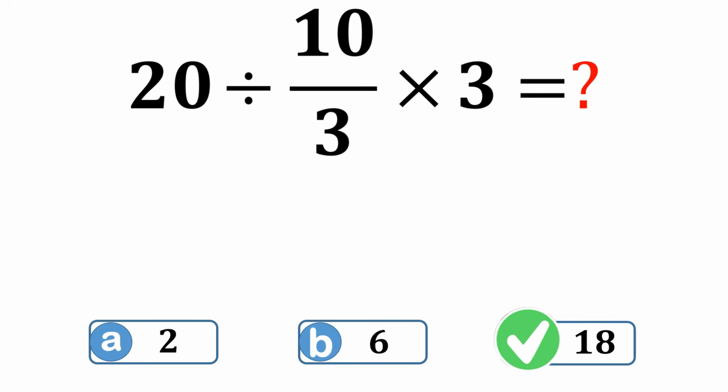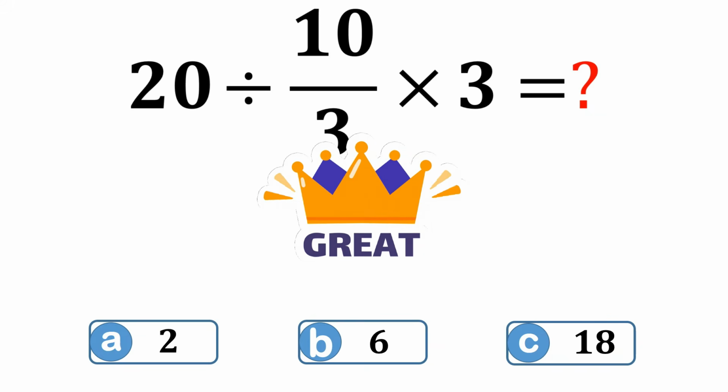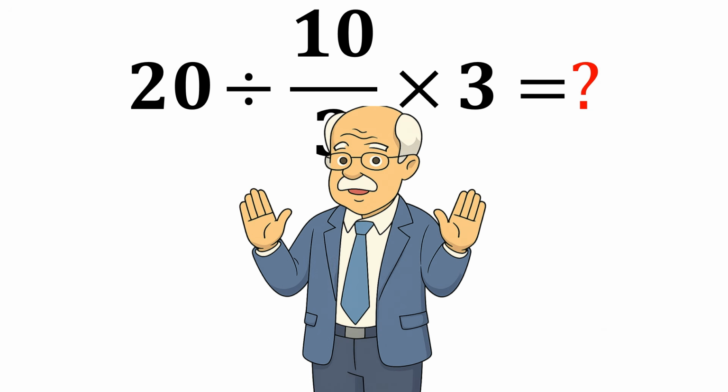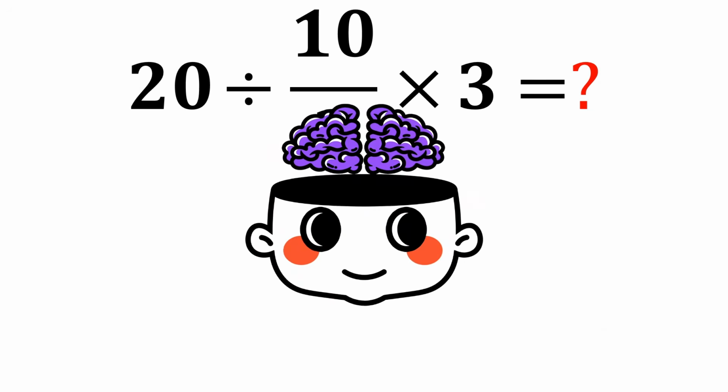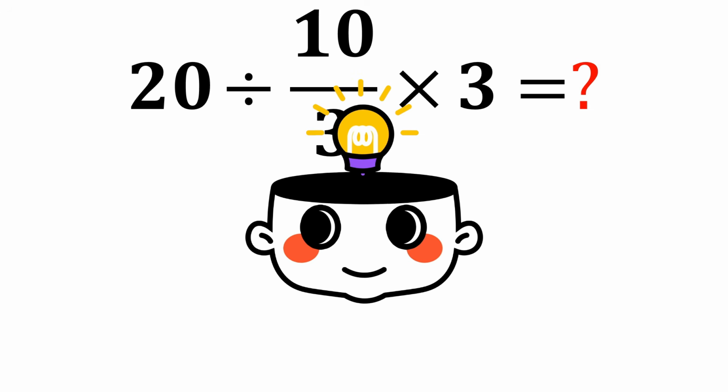The correct answer is 18. If you got that, legendary. But if you got 2, don't panic. You're definitely not alone. Even math-savvy people fall into this trap.